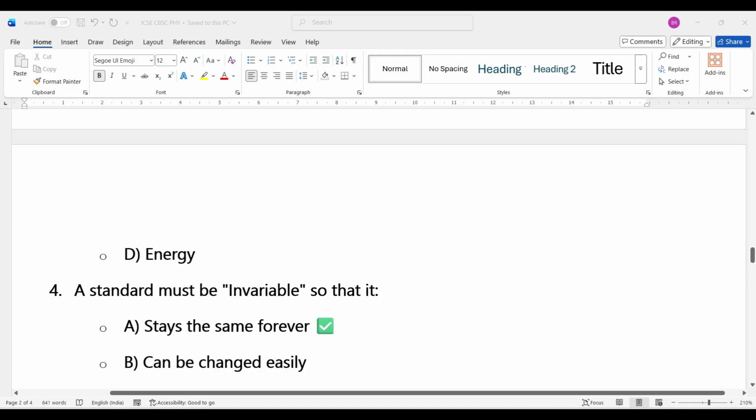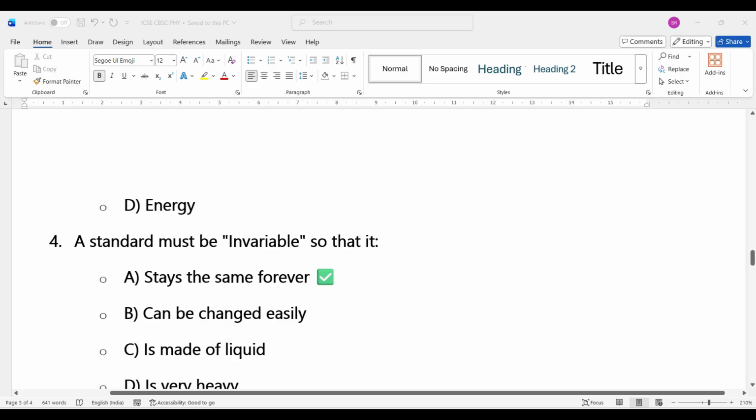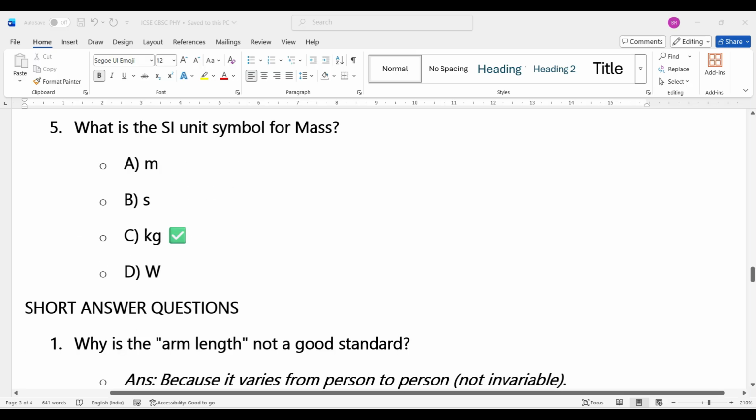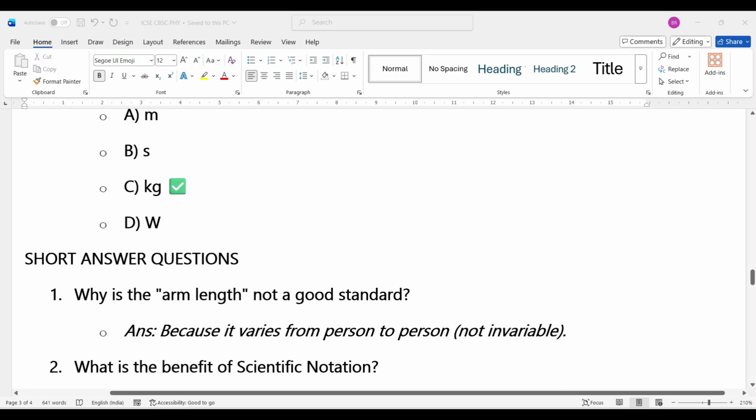A standard must be invariable so that it stays the same forever. What is the SI unit symbol for mass? C. kg. Short answer questions.